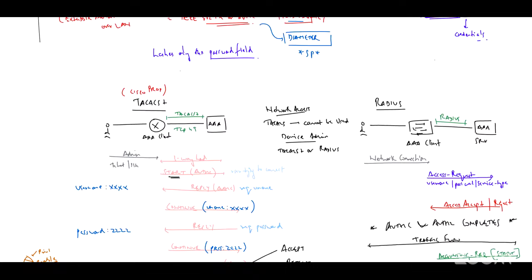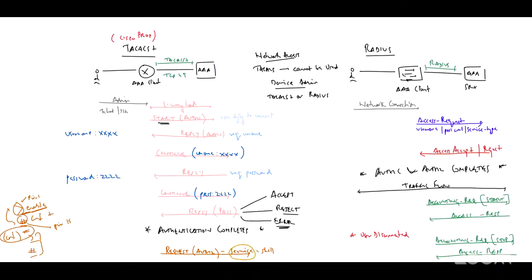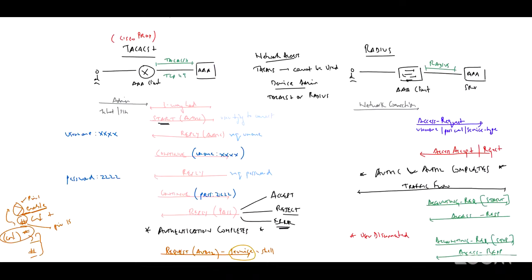Okay, but that's the difference between the message types, RADIUS and TACACS. The primary one, like I mentioned a couple of times, is that in TACACS, the authentication and authorization are separate. You first do authentication and then separately you do authorization. In the case of RADIUS, you do both at the same time.